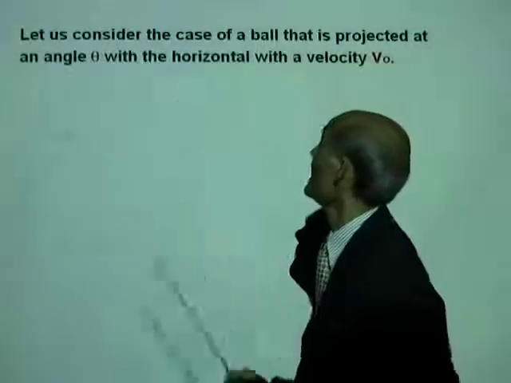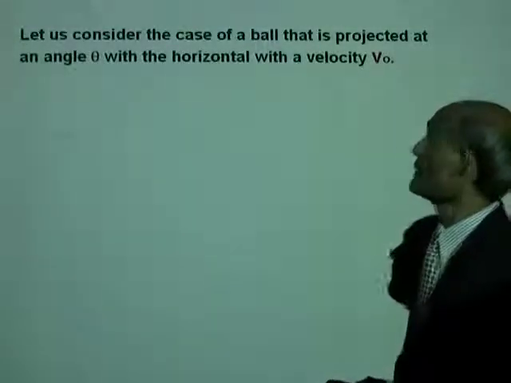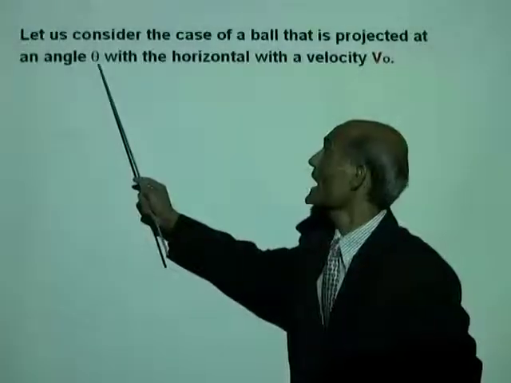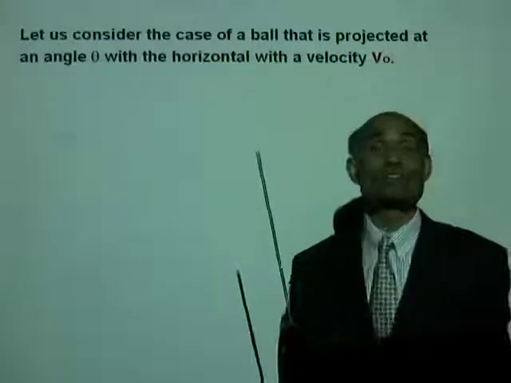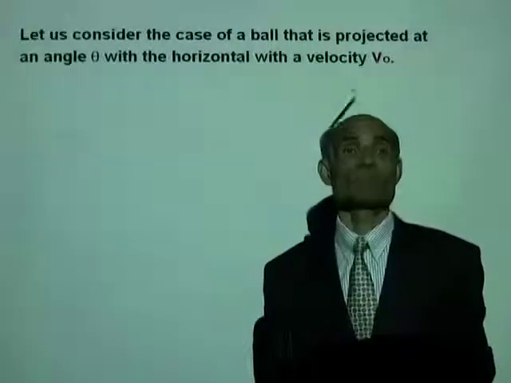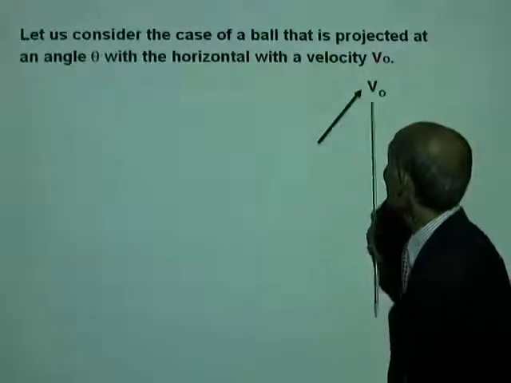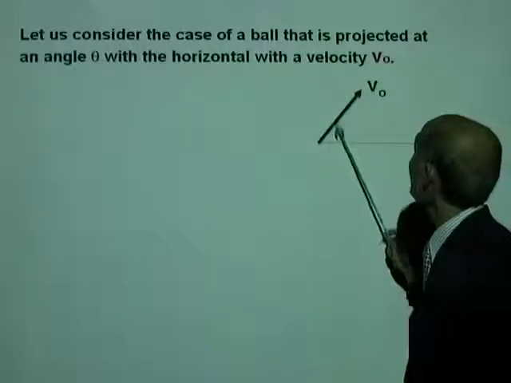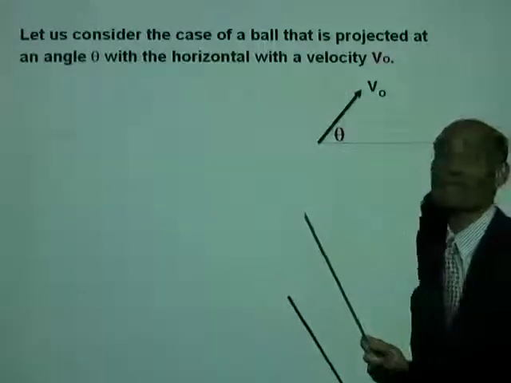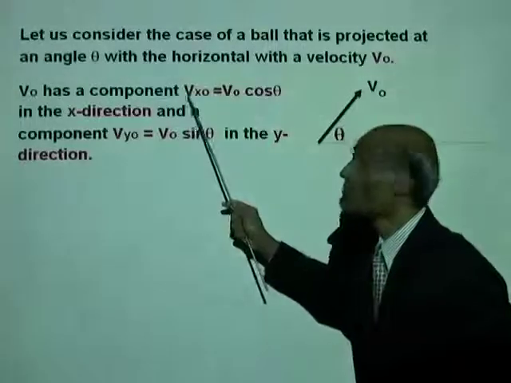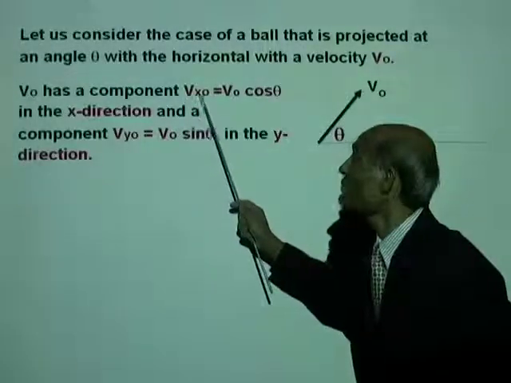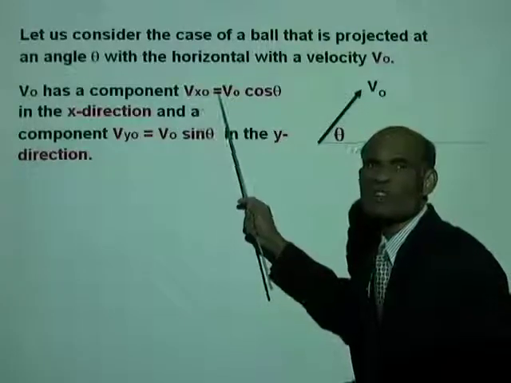Now, let us consider the case of a ball that is projected at an angle theta with the horizontal with a velocity v0. Alright, there is the velocity v0 at an angle theta. Now, v0 has a component vx0. What does vx0 stand for?